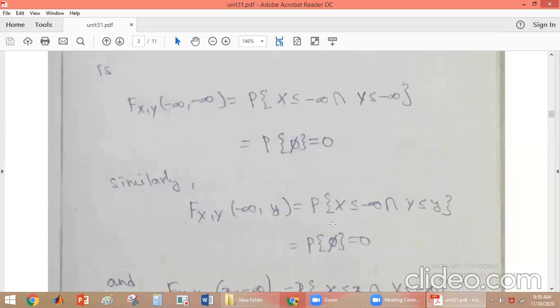Okay, similarly, if X is equal to minus infinity, Y will be the same. So what is the probability of X ≤ minus infinity?